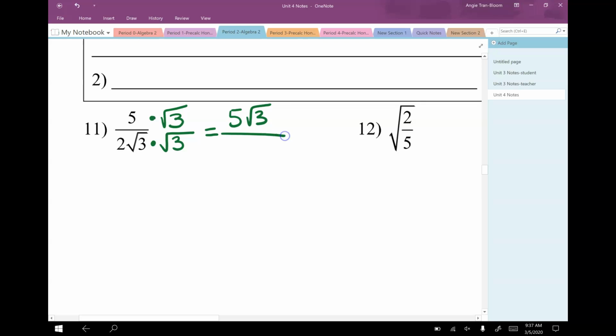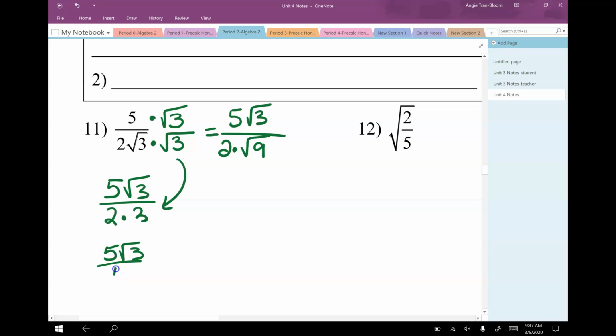3. On the denominator, we have 2 times square root of 9. But square root of 9 is technically what? 3. So if you want to go all the way there, you can go. Okay? So if you want to go from this step to this step, that's okay too. So final answer would be 5 rad 3 divided by 6.